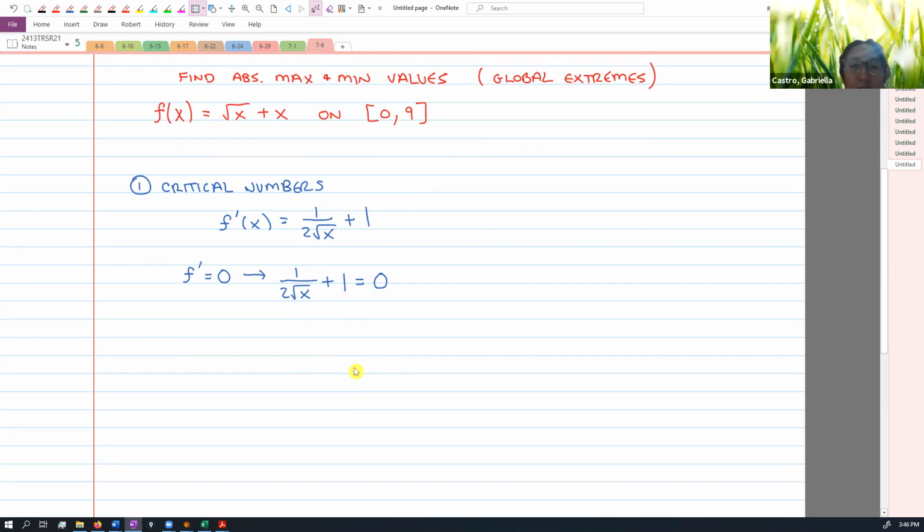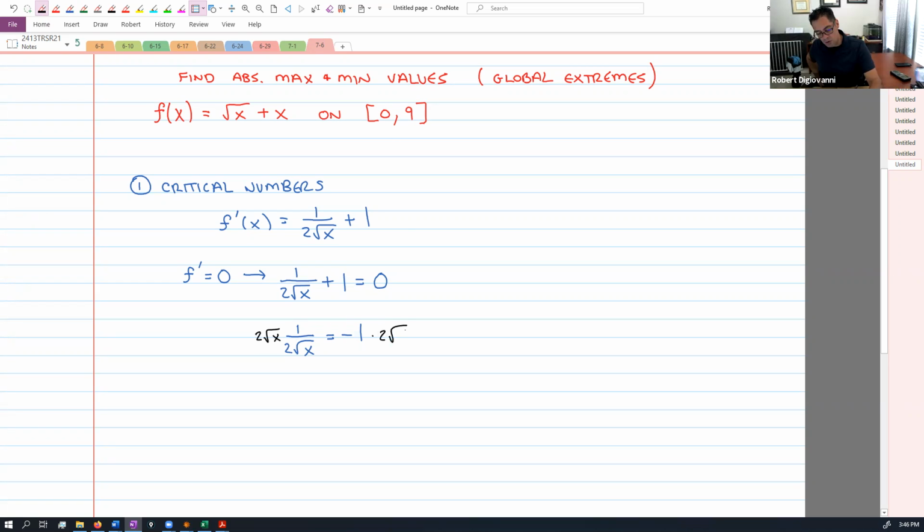What do we move? -1 to the other side? You want to do the 1 to the other side? Fine, I'm okay with that. And then multiply both sides by 2 square root x. This is all legal algebra. Gabriella is doing just algebra. I think you're clearing fractions right now. You're getting 1 equals -2 root x. And then divide by -2 on both sides.